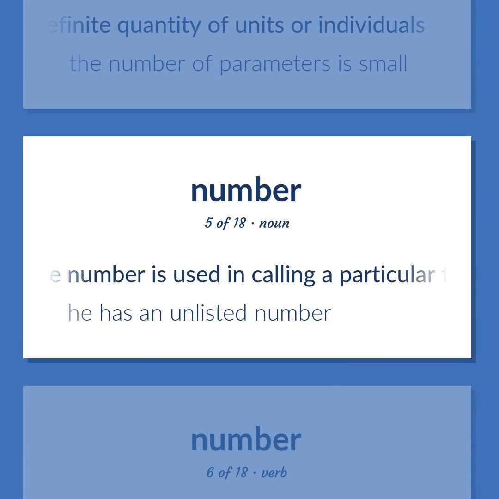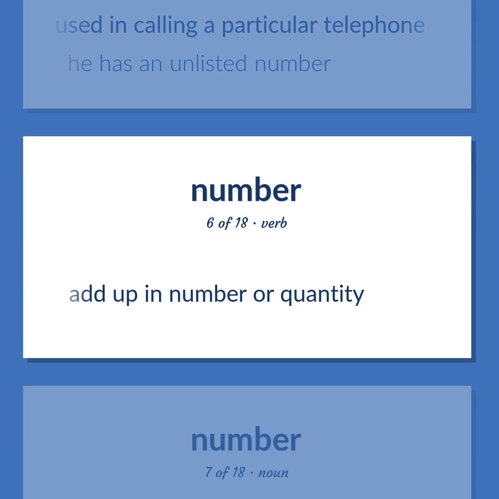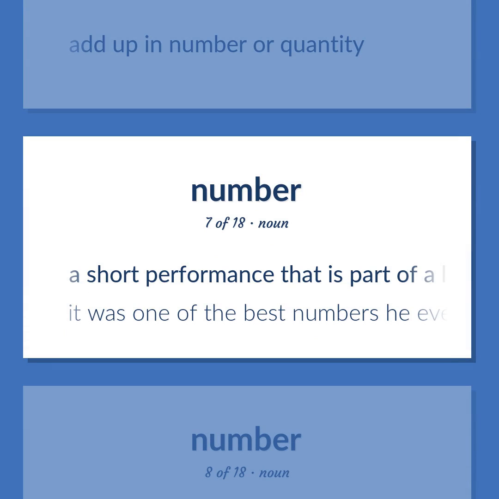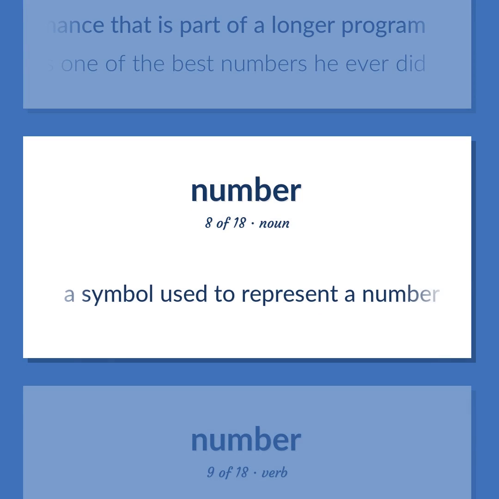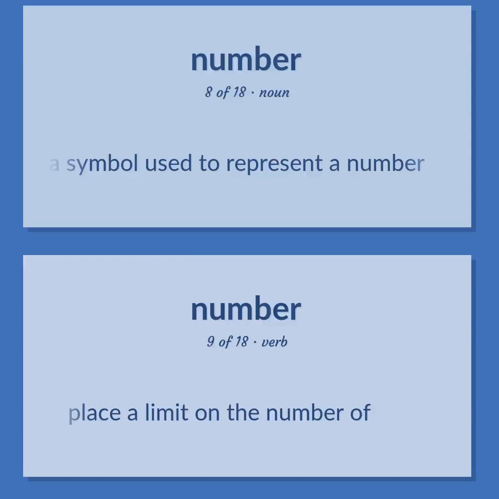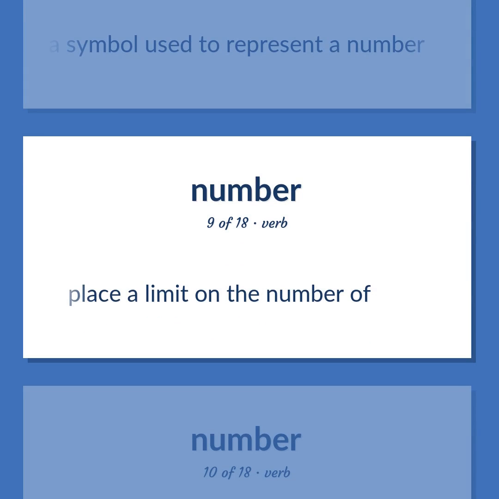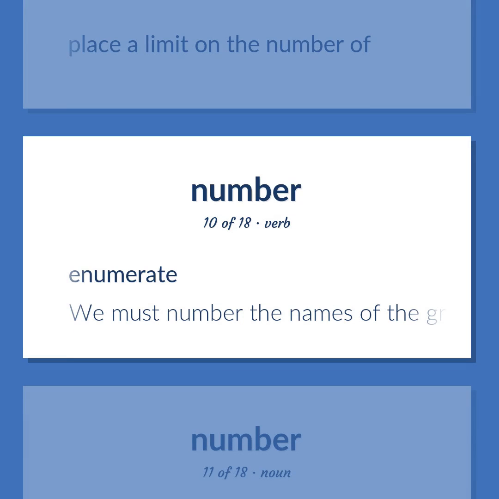The number is used in calling a particular telephone. He has an unlisted number. Add up in number or quantity. A short performance that is part of a longer program. It was one of the best numbers he ever did. A symbol used to represent a number. Place a limit on the number of. Enumerate. We must number the names of the great mathematicians.